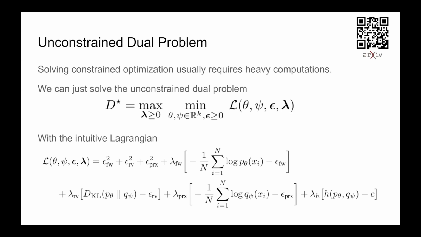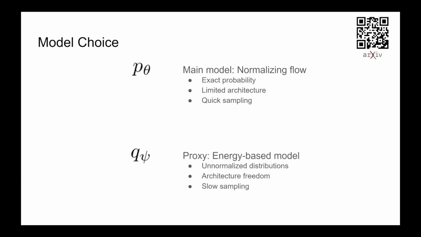And before we start experimenting, we need to also make some model decisions. I won't go into the reasoning because there's not much time, but essentially for the main model, the p theta, we use normalizing flows. And for the proxy model, we use an energy-based model.